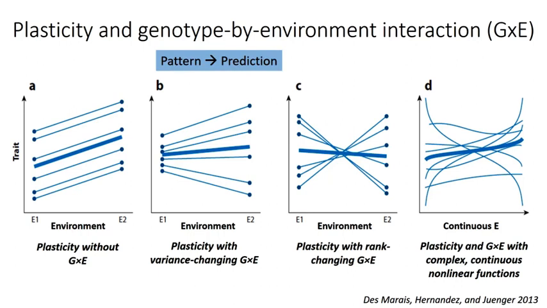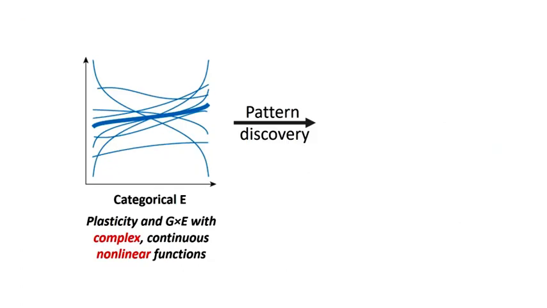Okay. So for the first three types, it's relatively easy to observe the pattern, and then you can use this pattern to make predictions. But how about the last part? So for this type of thing, we want to do a pattern discovery to see if there is a pattern to be discovered so we can use it to do predictions. Think of this as a categorical environment, and I use a dashed line to represent each environment.